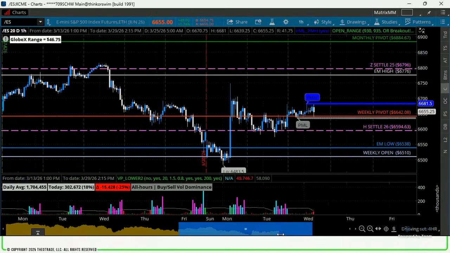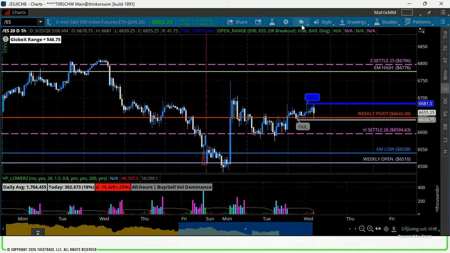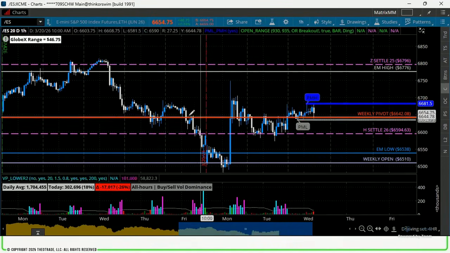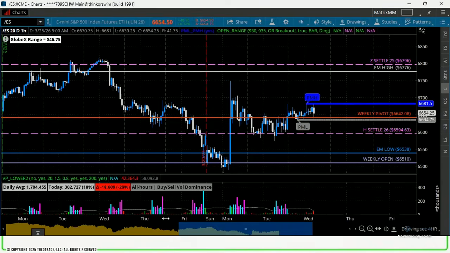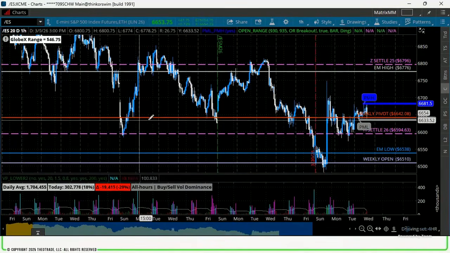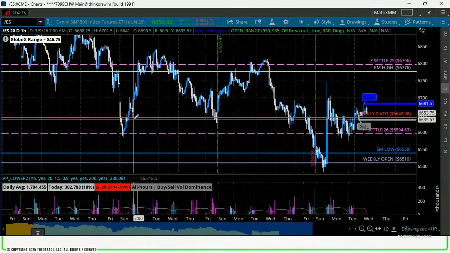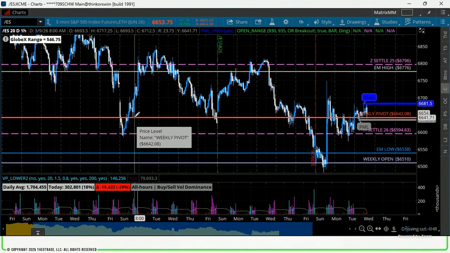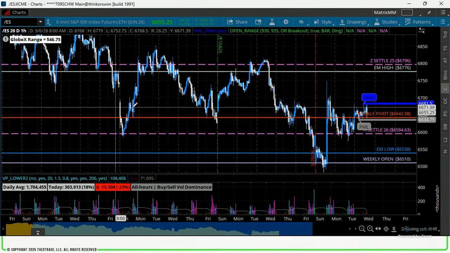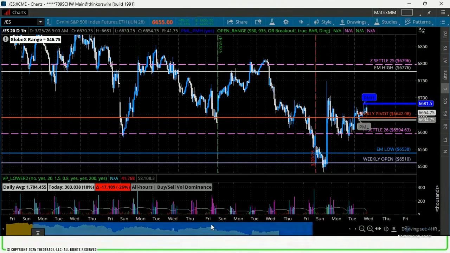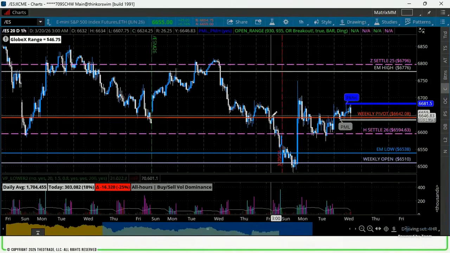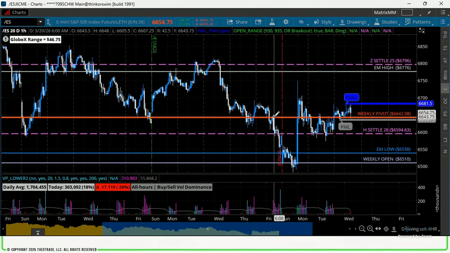Okay. So we're going to start with the ES. Let's go to a daily chart. You can see right here how we're just hanging on the weekly pivot. We really haven't been able to do much with it since Monday. I put this weekly pivot out every single Monday. I do the calculation on Sunday, and we use this pretty much throughout the week.